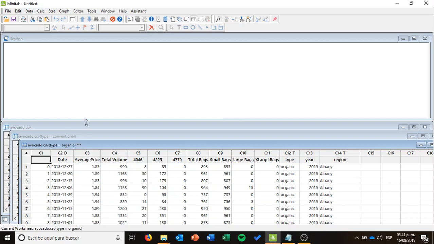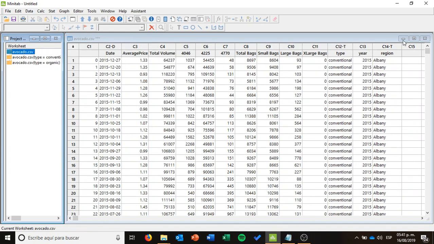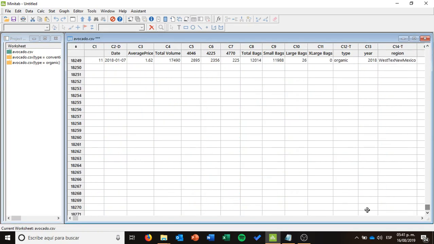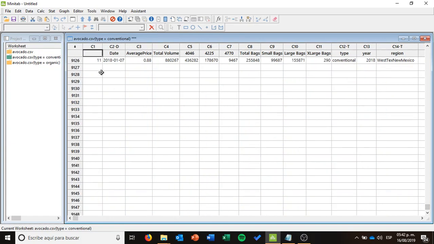I can see them clearly by pressing this button that is for showing the worksheets folder. When I press this button, I'm going to see that I have three databases. The original one, in which I have all the data. In this case, I have 18,249 elements. But if I go to the conventional avocado, I'm going to see that I have much less information than in the previous one. This is the database that I'm going to use.